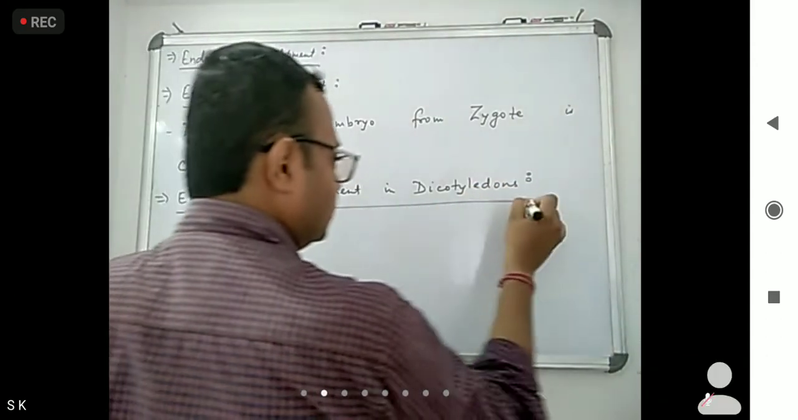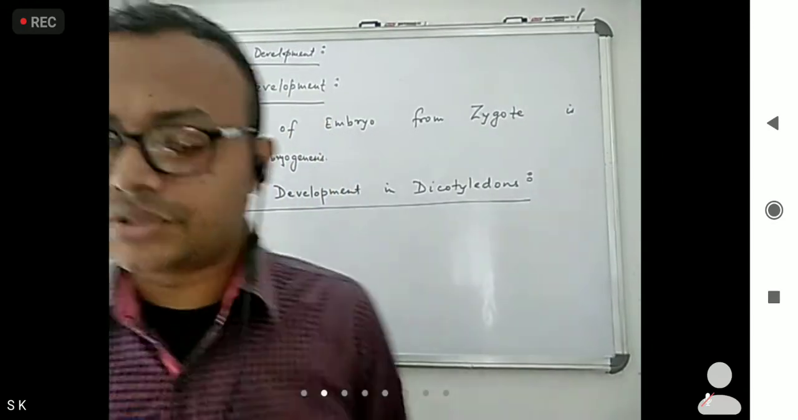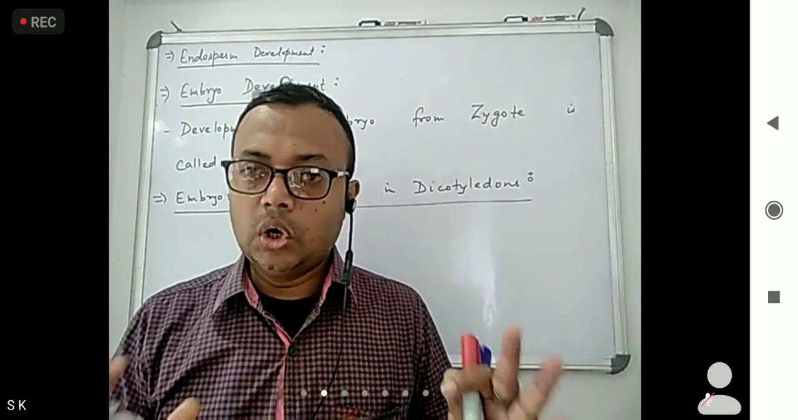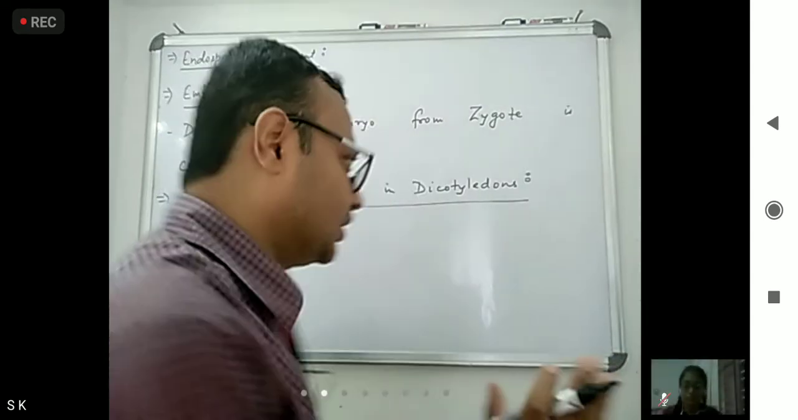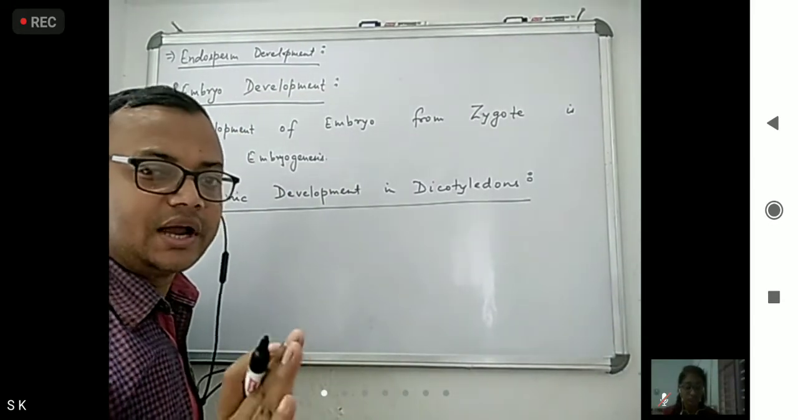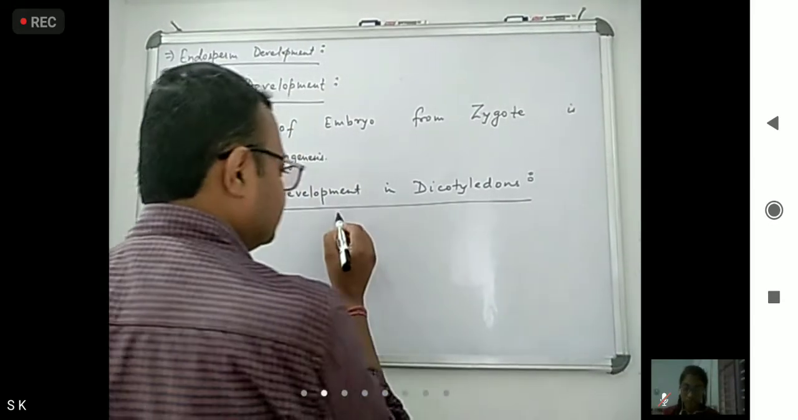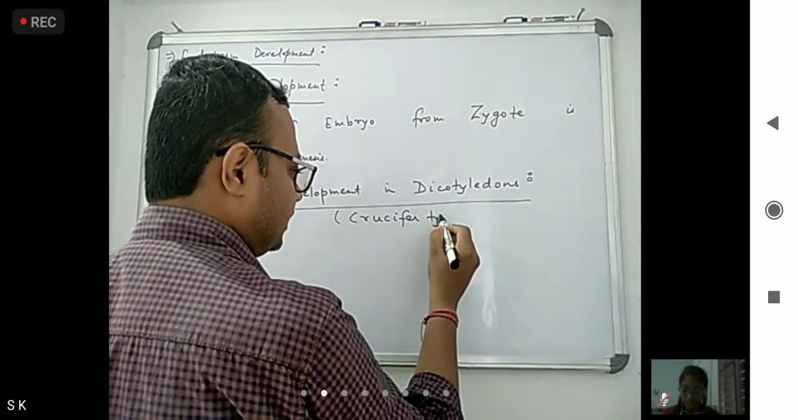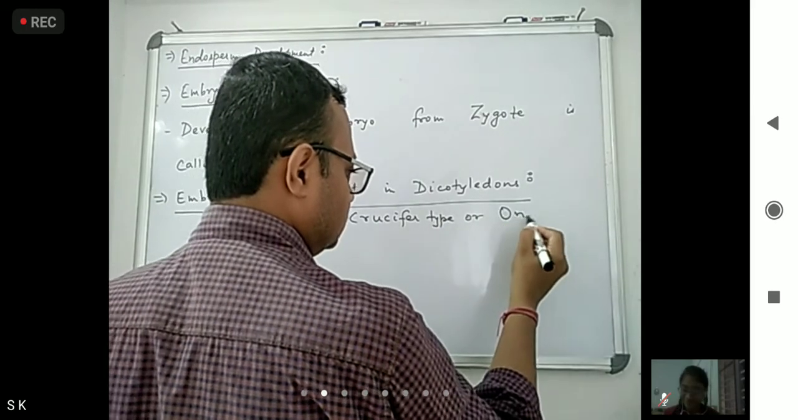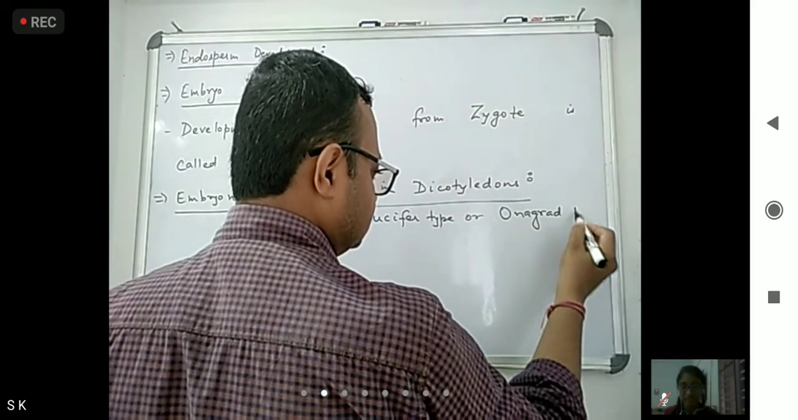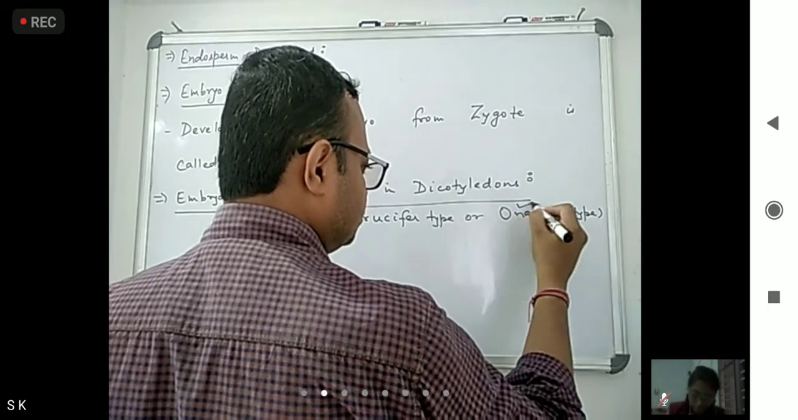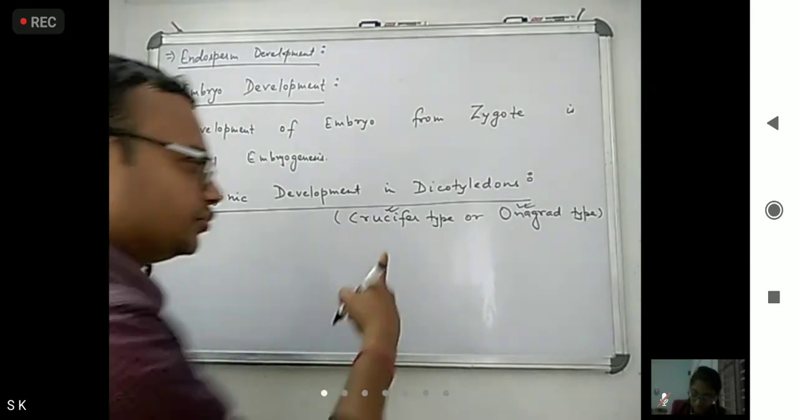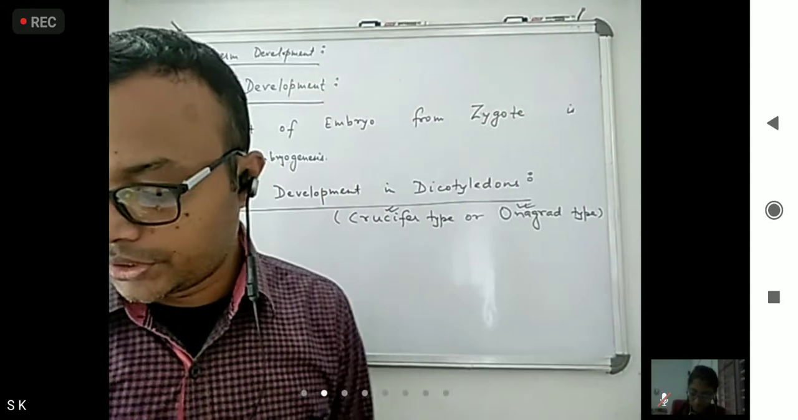Okay, now this embryonic development which occurs in dicotyledons is also known as crucifer type or onagrad type. So don't be confused. Nowadays in medical questions they are asking about crucifer type. These two terms you have to remember. So embryonic development in dicotyledons is also known as what? Crucifer type or onagrad type.